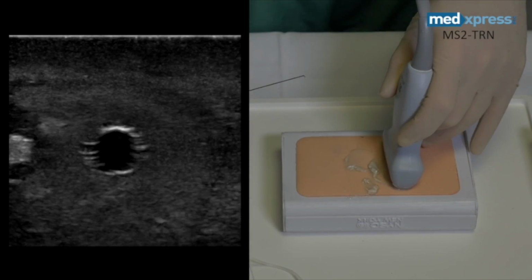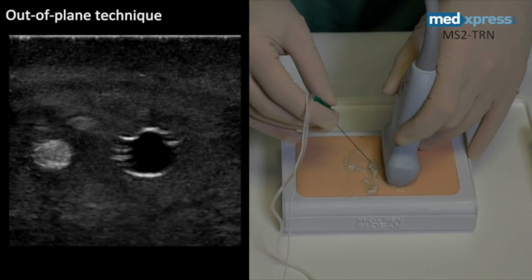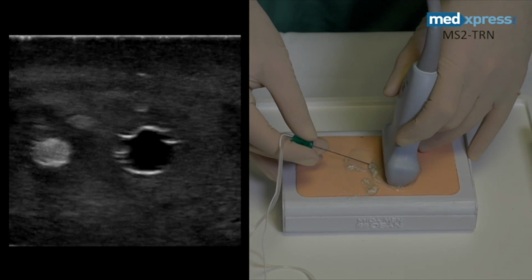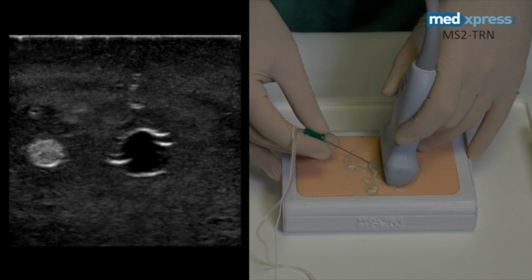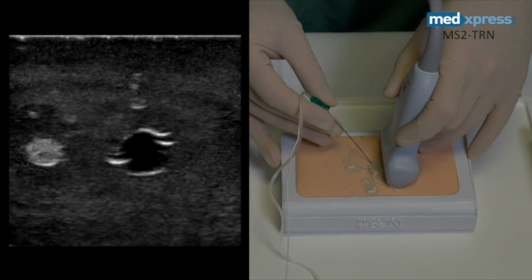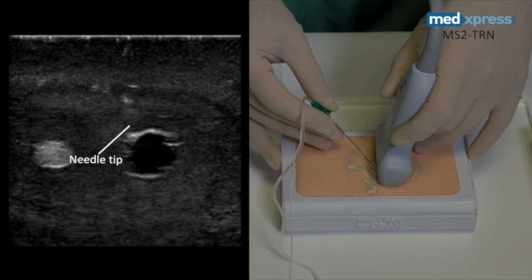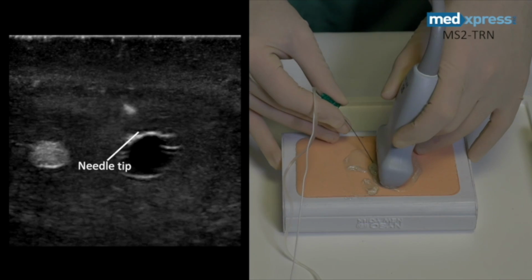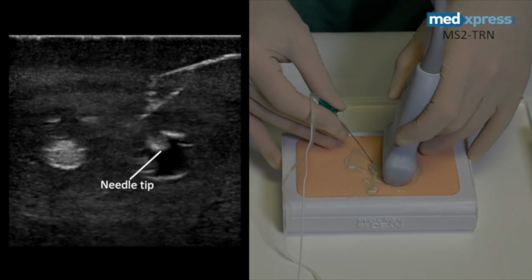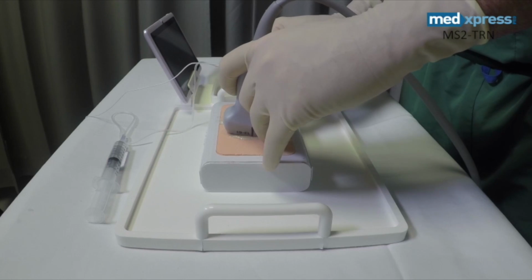In this next example, we will focus on a blood vessel. Vessels can also be accessed using an out-of-plane approach, similar to our demonstration earlier. Here, we see the needle encounters the vessel wall. If necessary, we can make an angle correction to ensure that the needle enters the lumen of the vessel, as seen here.